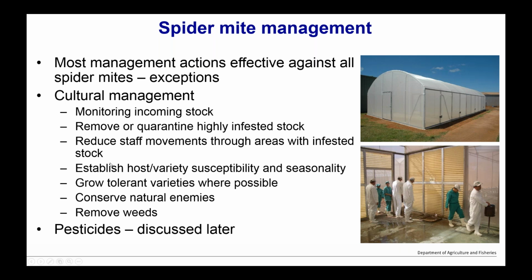Okay, so growing tolerant varieties is always beneficial. Sometimes that's not possible, and then you just have to devote your monitoring effort accordingly. Conserving natural enemies will help, because while there are a number of biological control agents available for spider mites and other mites, there are a lot more species which occur naturally in your environment and can enter the nursery and survive and have an effect on your pest species without you even doing anything.